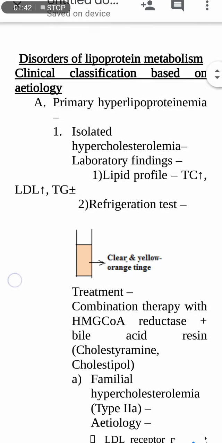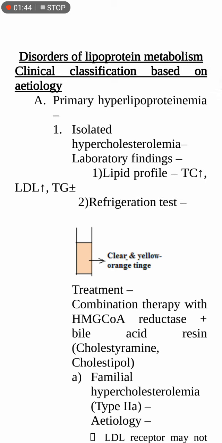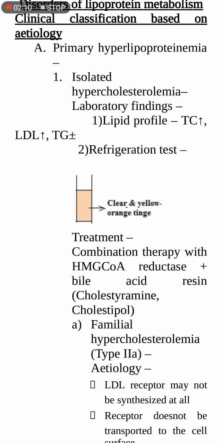The laboratory finding of the isolated hypercholesterolemia is that total cholesterol and LDL will increase, but the TG remains the same. As LDL contains mostly cholesterol, the total cholesterol will increase, LDL will increase, but TG remains within the normal level. Then the refrigeration test.